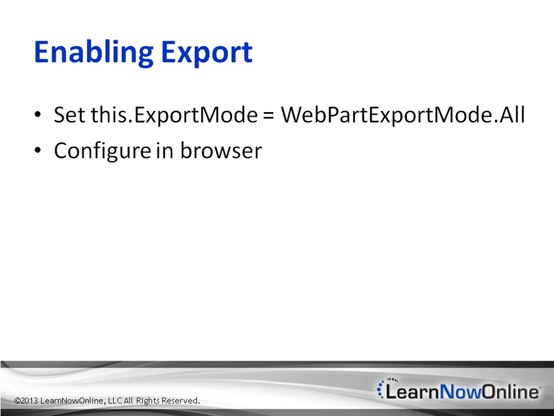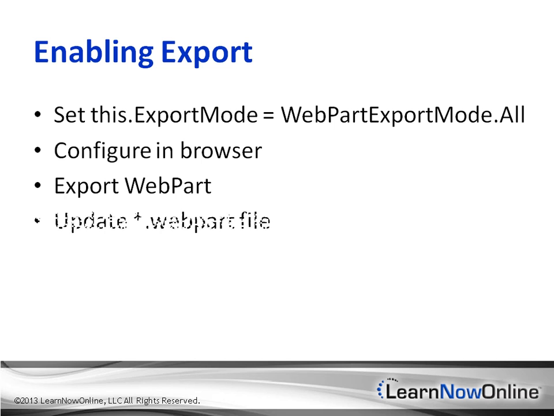So you can just configure that in your browser and export the Webpart. And then once you get that, what you could do is actually update that Webpart file. And then if you wanted to, you could manually load that back in to the Webpart gallery. You could even go to, when you add a web part to a page, sometimes you have a choice of browsing for the web part, and you can actually browse to that web part file.